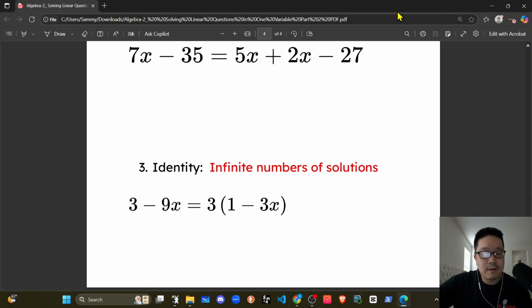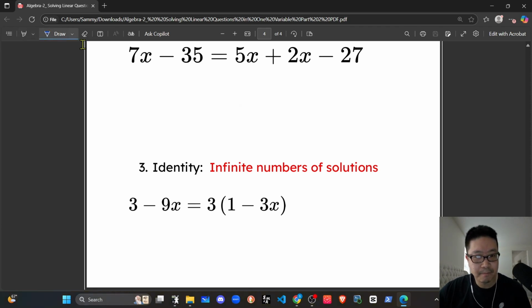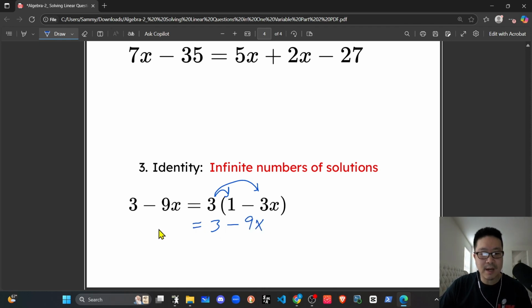All right, the third type of equation that we have is called an identity, and that is where you get into a situation where you have an infinite number of solutions. So here we have an example where we can simplify the right side using the distributive property, right? We're going to multiply both of those things by 3, and you can see that what we get is 3 minus 9x. Notice how we have 3 minus 9x on the left side as well.